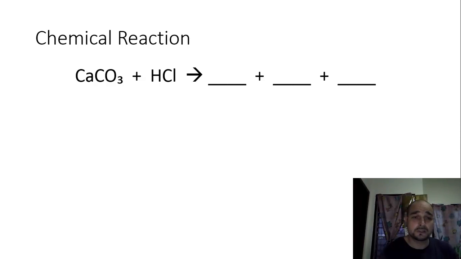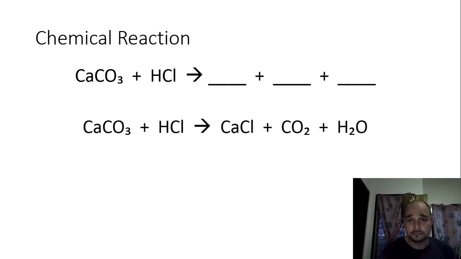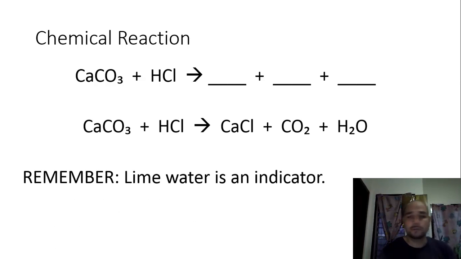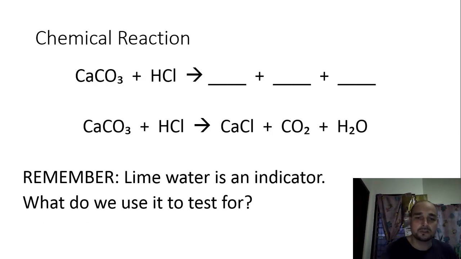Chemical reaction: CaCO3 plus HCl. What are calcium carbonate and hydrochloric acid going to make? It's going to make calcium chloride, carbon dioxide, and water. Yes. And one last thing to remember, lime water is an indicator. What do we use it to test for? We use it to test for carbon dioxide.